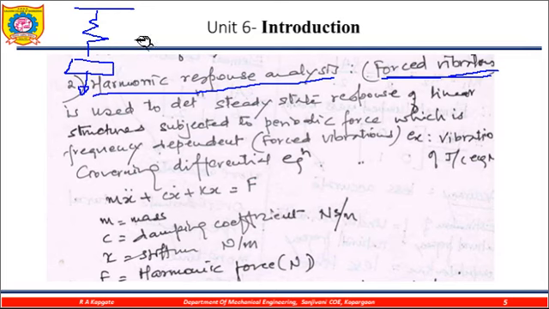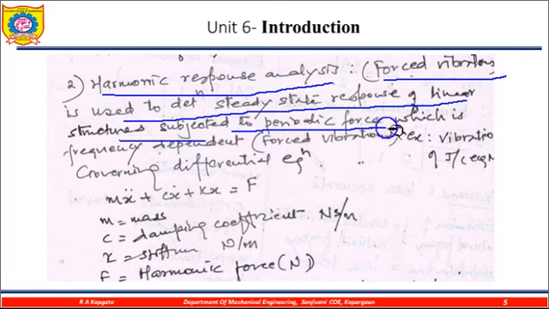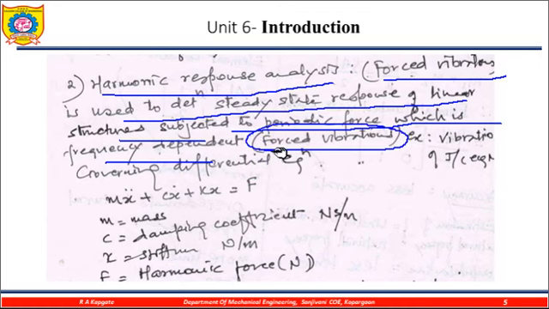But at the same time, there is a damper also used. So there is a possibility of a damper also being used in this system. This damper also helps us to control the vibration. That's why the forced vibration, or the harmonic response analysis, is used to determine the steady state response of a linear structure subjected to a periodic force, which is frequency dependent. This is called forced vibration.